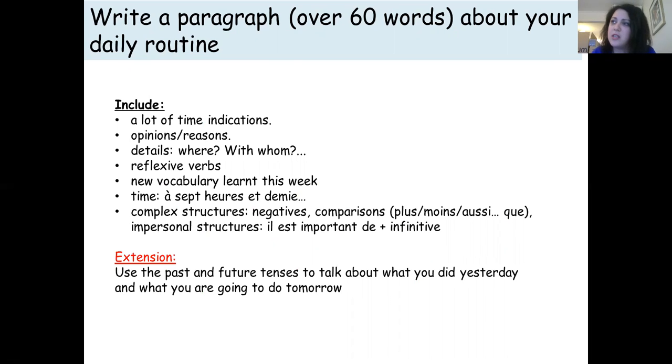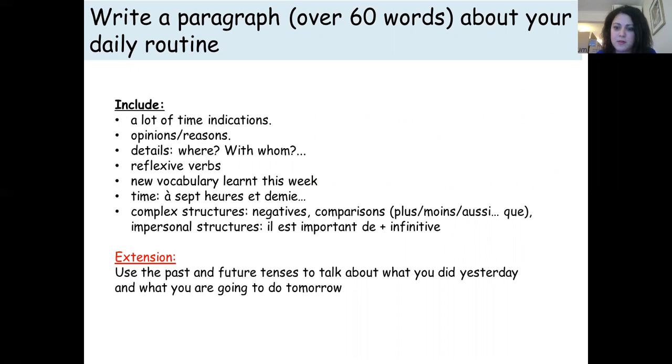Is it in the kitchen? Is it in the dining room? Who with? Use, of course, the reflexive verbs. I wake up, I get up, I get dressed, I go to bed, all of these. And obviously include the new vocabulary that you learned this week. Include some complex structures, such as negative, ne plus verb plus pas for not, ne plus verb plus jamais for never, ne plus verb plus plus for no longer.